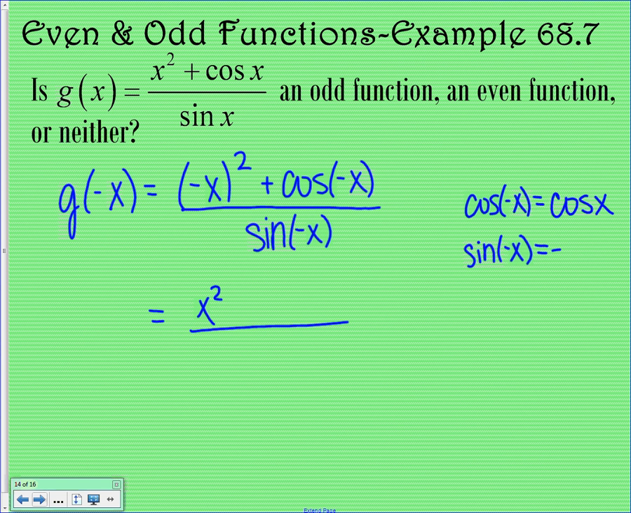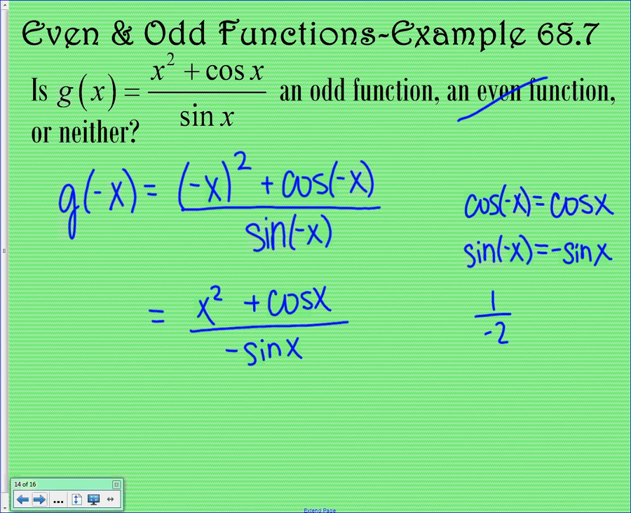And then sine is just like the tangent that we talked about a minute ago, and so it will be negative sine x. So instead of cosine of negative x, we would have just cosine of x, and then divided by negative sine of x. So if you look at that, it is not identical to what we were given, so it is not an even function. We know that to start off with. Now we need to figure out if it's not a function, or if it's neither.